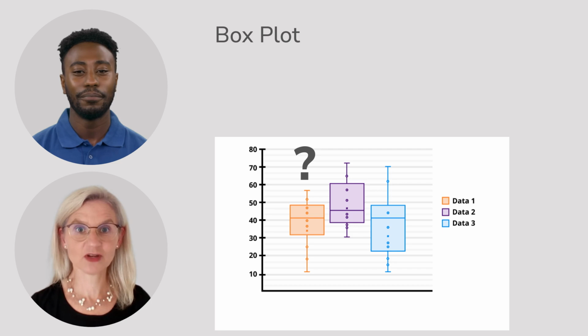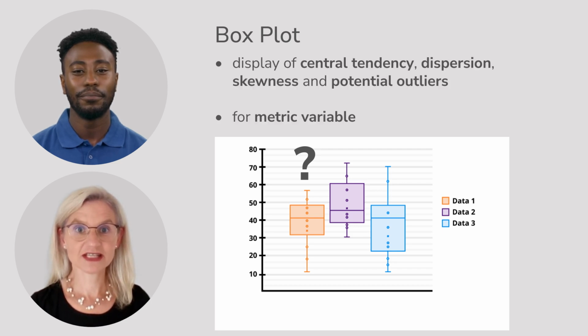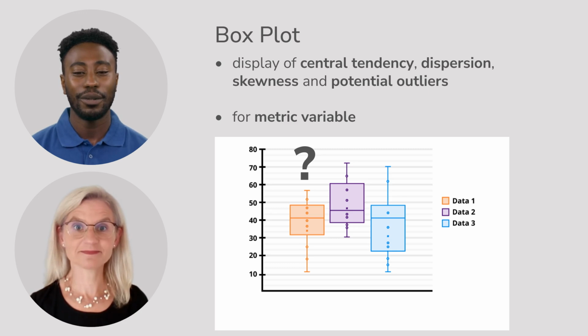A box plot may look minimal, but it actually packs a lot of information into one picture. The center of the data, how spread out it is, information about skewness, and even potential outliers. And remember, it's used for metric scale data. So it's like a snapshot of the distribution. Sounds good. Let's get started.